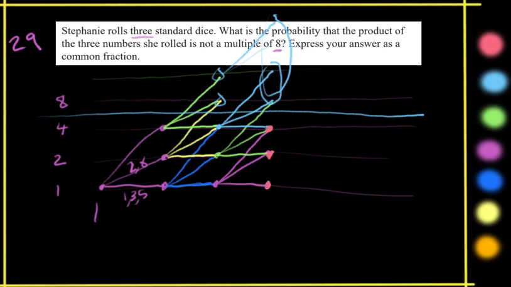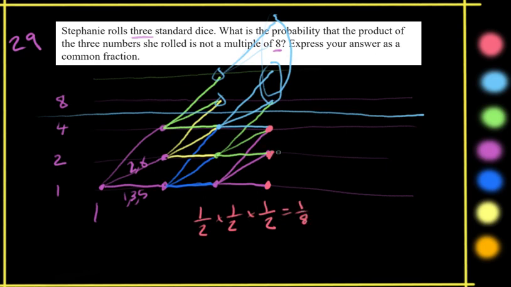So how many different paths can I take to get to these? In order to get to this bottom one where I have an odd number, I'm going to have to get an odd times an odd times an odd. So the probability of that is going to be 1/2 times 1/2 times 1/2 equals 1/8.